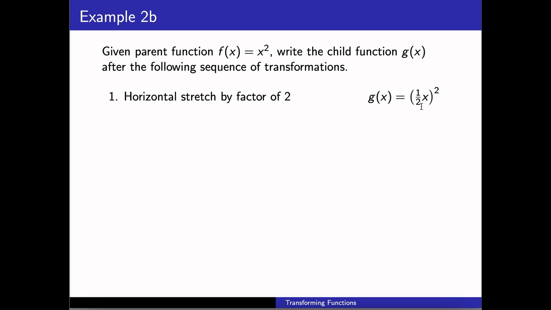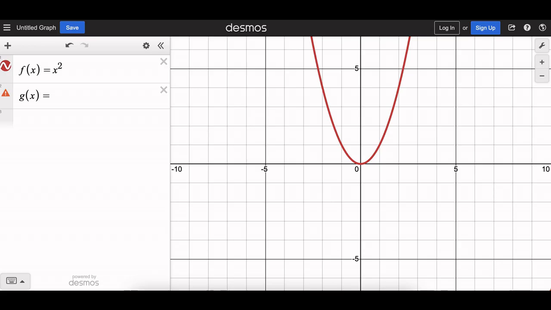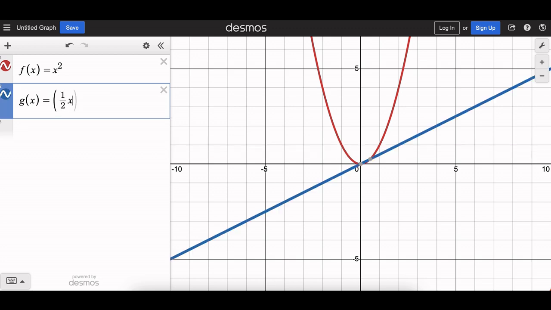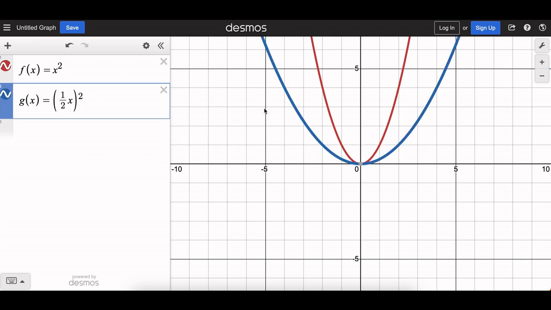And we need the parentheses because if we don't have the parentheses, then we're just multiplying x squared by a half, which is actually a vertical compression by a factor of 2. Okay, so if we take a look at example 2b, we have our f of x equals x squared. So for the first step, we want to have a horizontal stretch by a factor of 2. So if we replace the x in the f of x with 1/2 x and square it, notice that it stretches it out by a factor of 2.